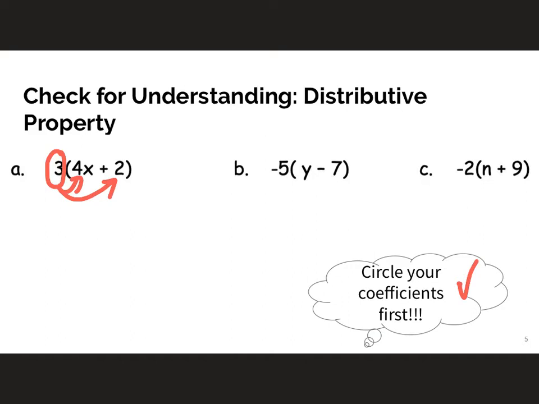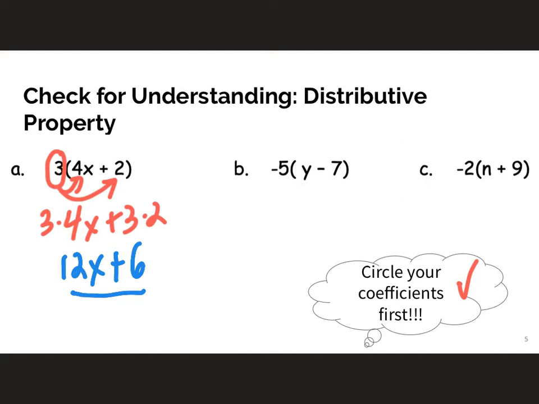Let's work on some of these examples, right? So I have 3 times 4x, right? 3 is my coefficient, so I drew an arrow to every single term inside my parentheses. So I have 3 times 4x, right? And then I also know to multiply 3 times 2. So I know that 3 times 4x is going to give me 12x, right? And 3 times 2 gives me +6, so I'm going to write +6. And this is going to be my fully simplified expression after I've used the distributive property.